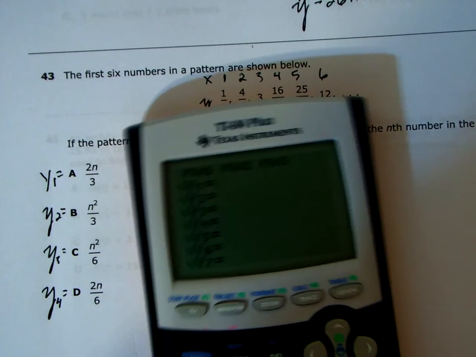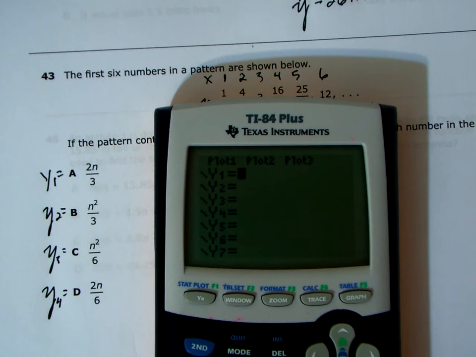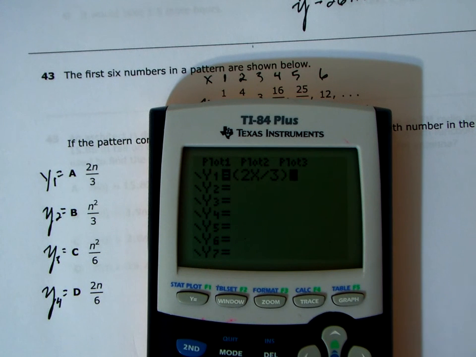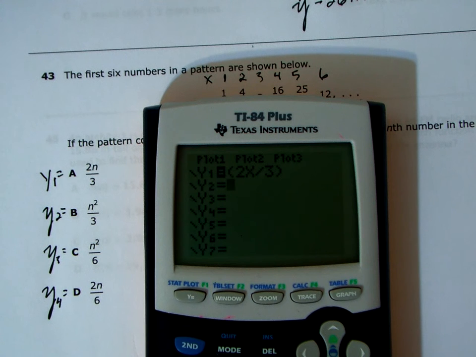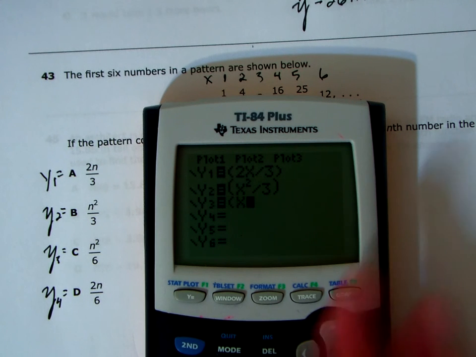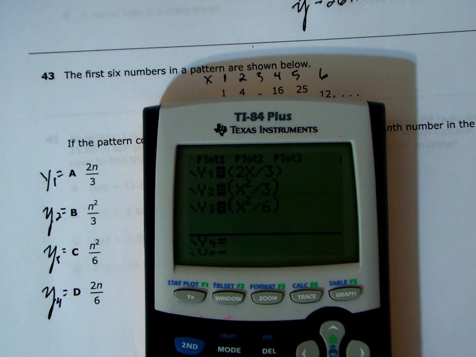right? So what you're going to do here is plug in open parentheses 2x close parentheses, divided by 3. Enter. It's a fraction, so you plug it in. Alright, the next one is open parentheses x squared divided by 3. And then the next one is x, open parentheses x squared divided by 6. You really don't have to put parentheses, but I just put them whenever I do a fraction. It's like a habit. 2x divided by 6. So those are all the equations, right?